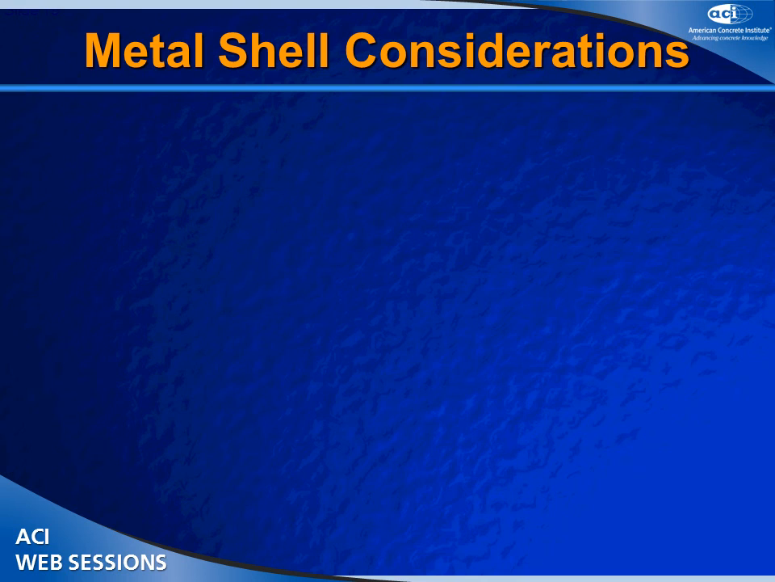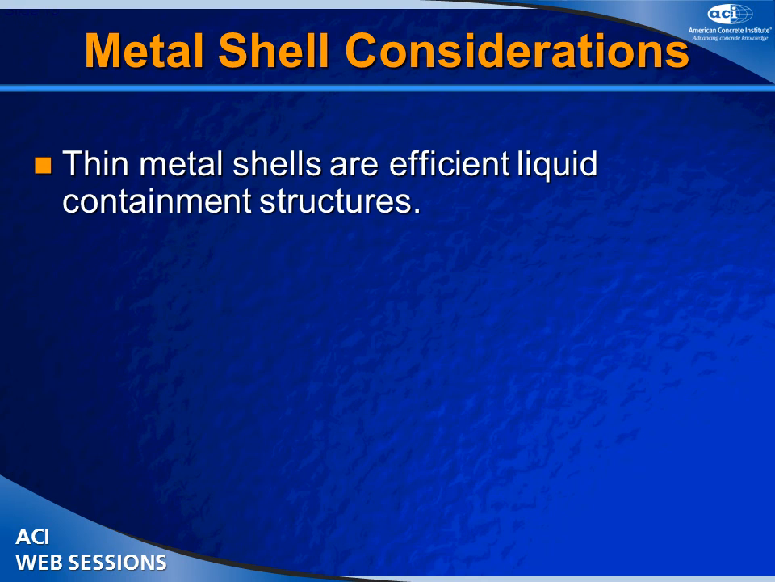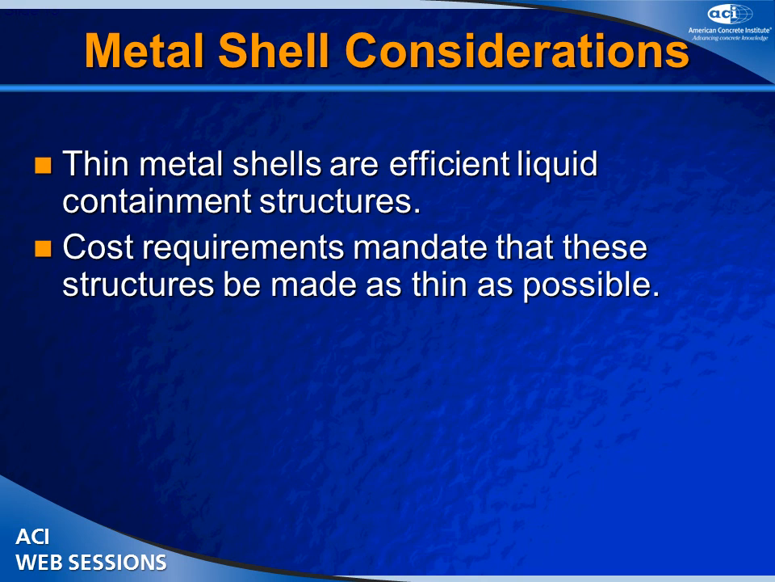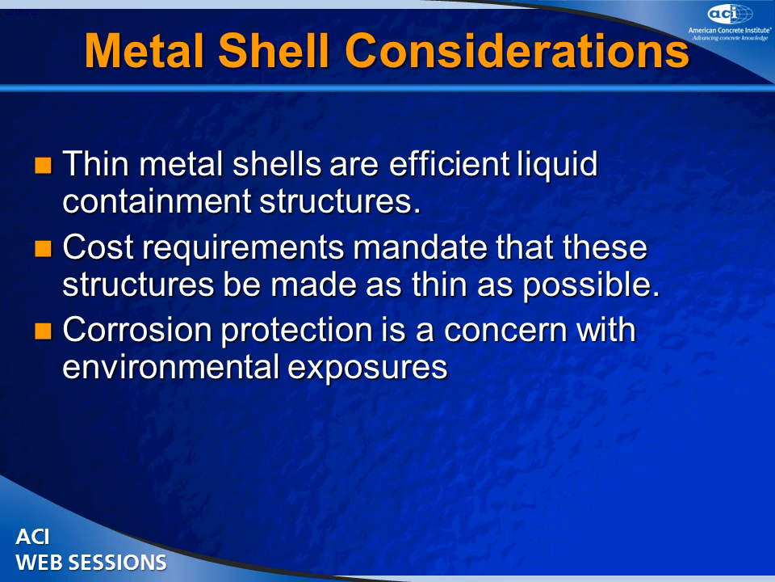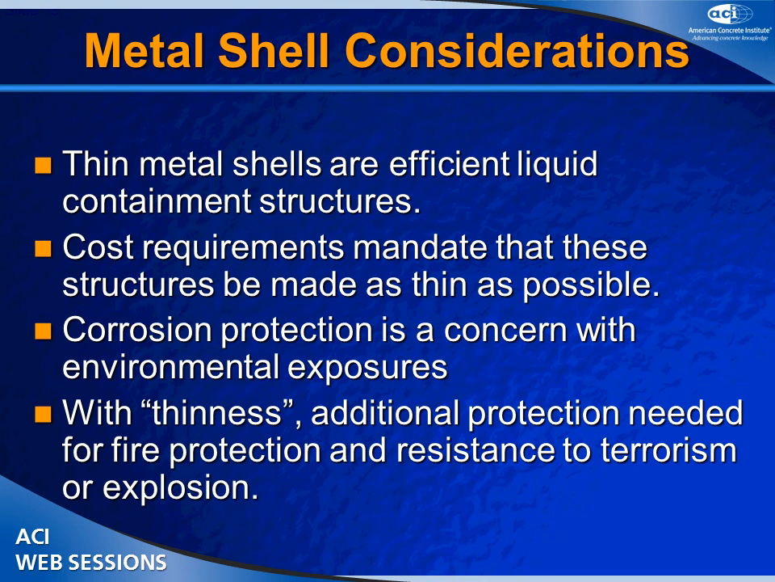The metal shell, what do we look at when we talk about the metal shell? They're very efficient for containing liquids. With a cylindrical shape, a very thin shell is required. And with the cost of steel, the thinner you can make it, and the higher the strength of the steel, the better you're going to be in terms of the cost of the project. But you have corrosion protection problems with the exposures, not only to the contained liquid, but to the external environment. These are built along the seashore, a saltwater type exposure, with a lot of potential problems with corrosion. And with the thinness, you don't have the robustness that you have in concrete.